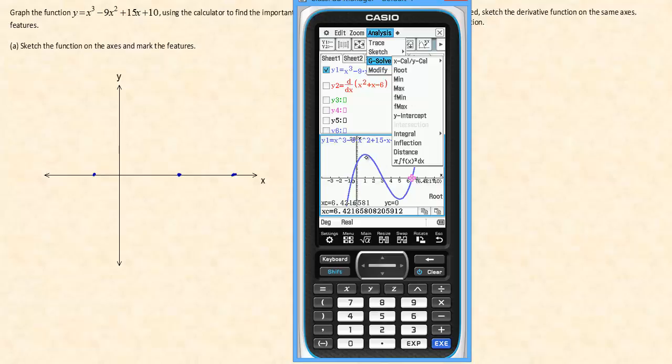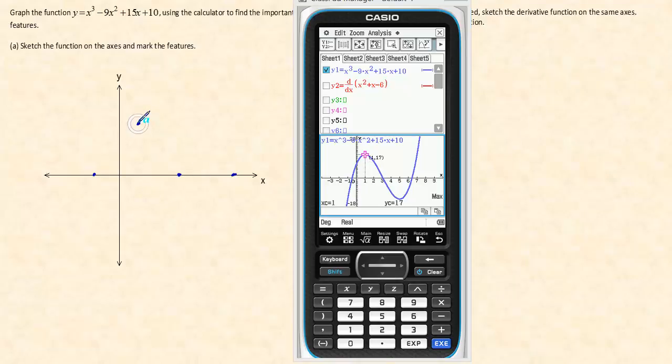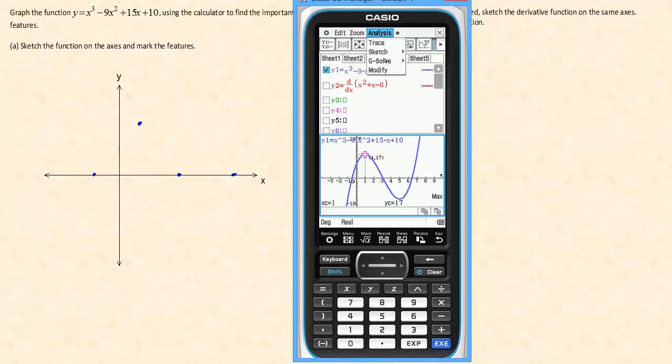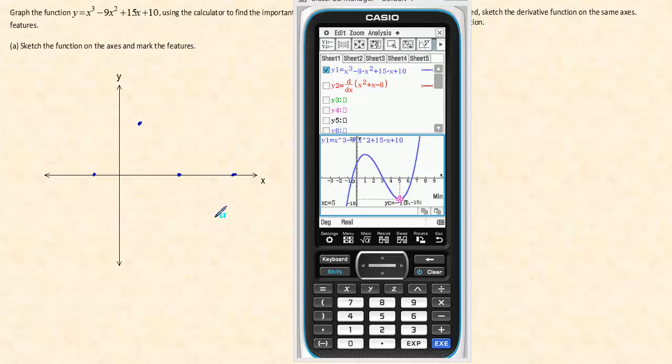And let's find the turning points. So we've got a maximum turning point here, and that happens at 1. And then we've got a minimum turning point, and that happens at 5. So we can make a sketch of that.